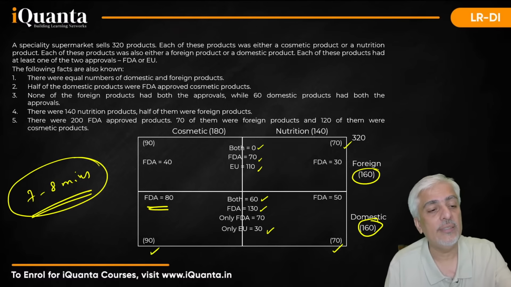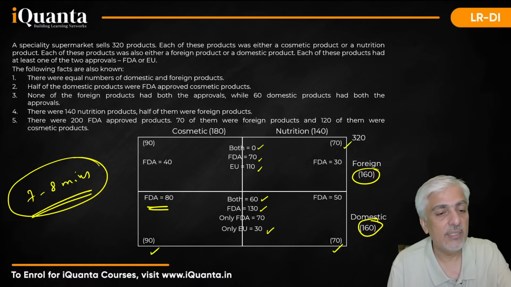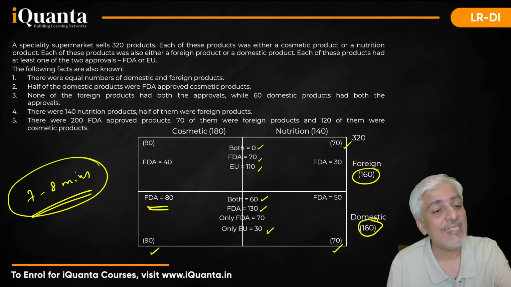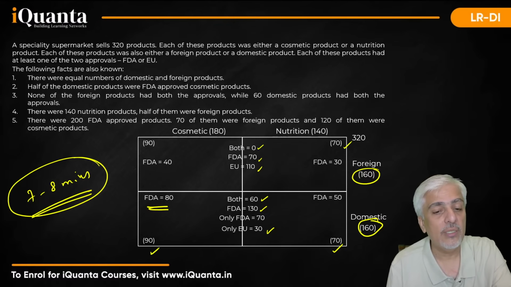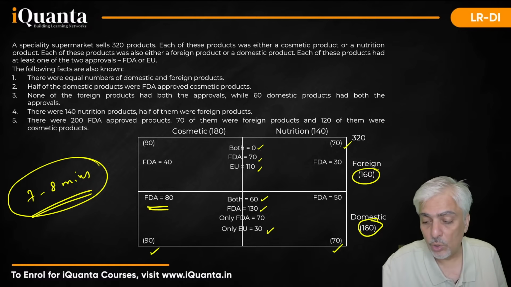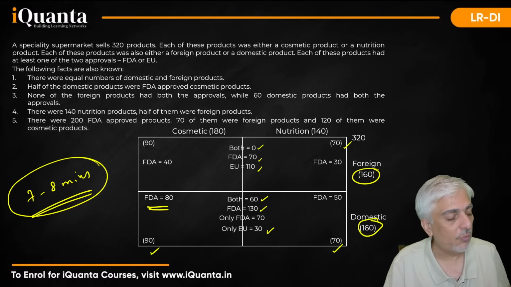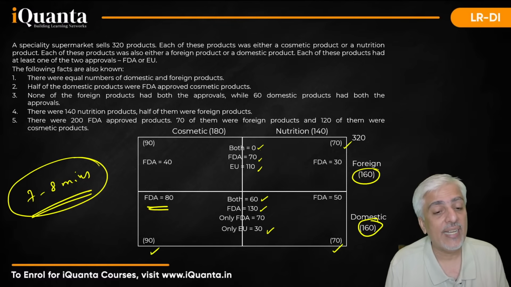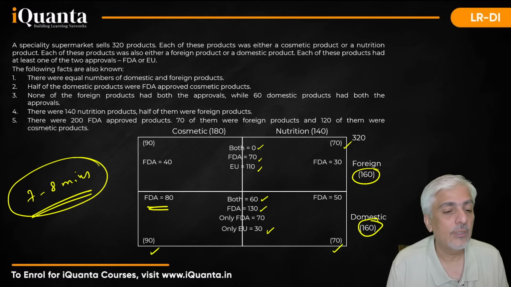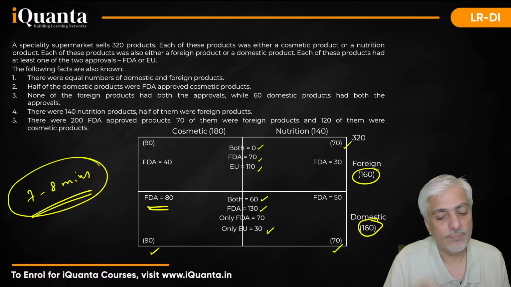We are talking about there were 200 FDA products, 70 of them. Now see, initially, each of the products had at least one of the two approvals. You can't have no approval at all. So therefore, if we had 180 products and 70 as FDA and both is 0, so 110 comes from 180 minus 70. This is not a Venn diagram, but it will have Venn diagram logic in it.